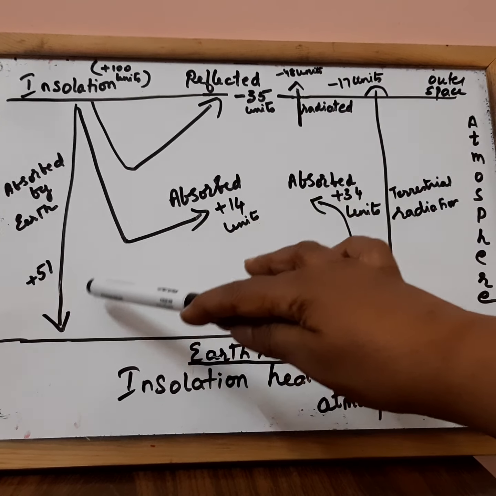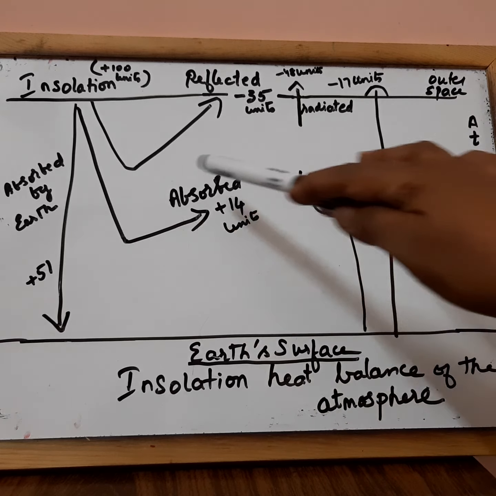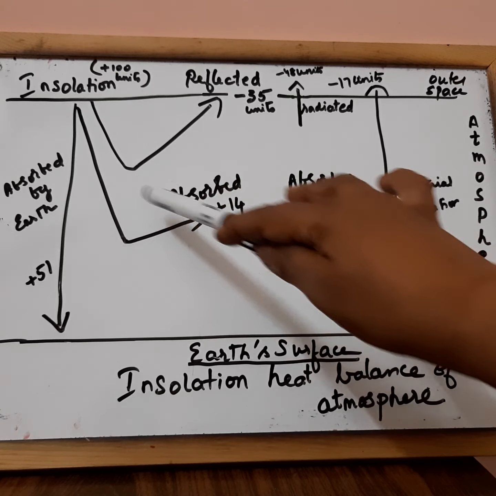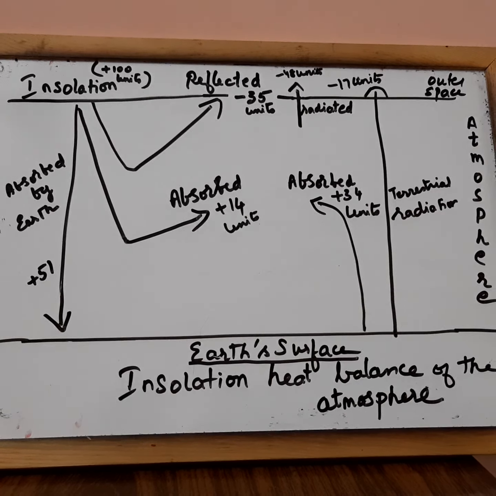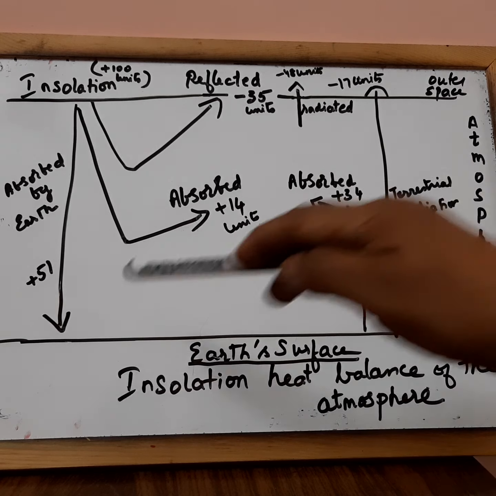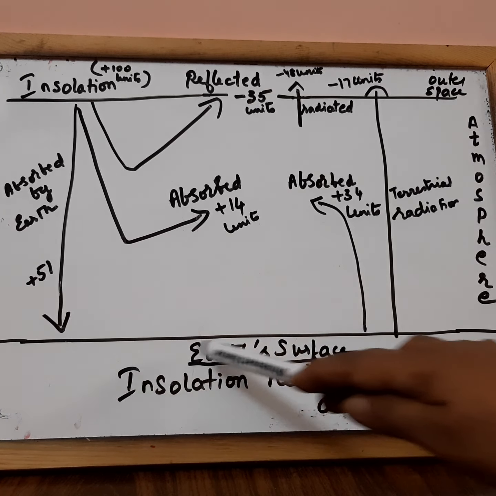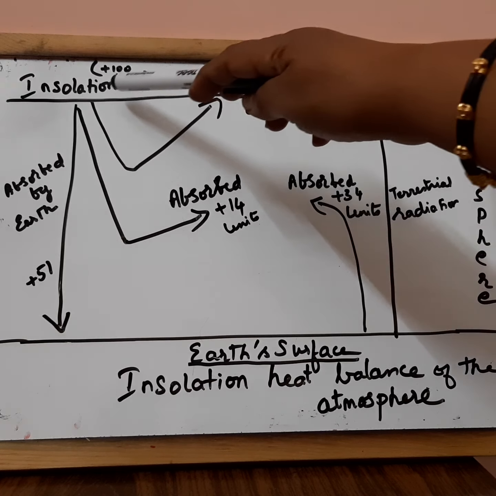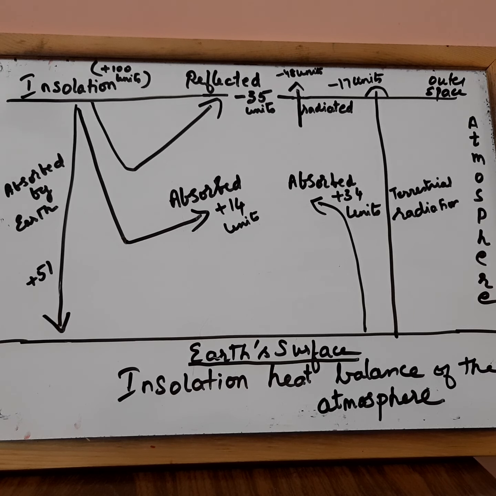Then on its way, the atmosphere, because Earth is surrounded by a blanket of air that is called atmosphere, absorbs 14 units of heat. The remaining, that is 51, is absorbed by the earth, received by the earth. So this incoming solar radiation is known as insolation. It is in the form of short waves. The sun radiates nearly half of its energy at wavelengths of visible light.